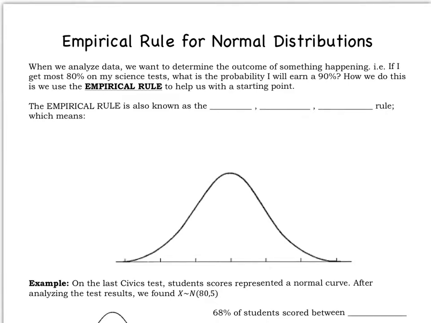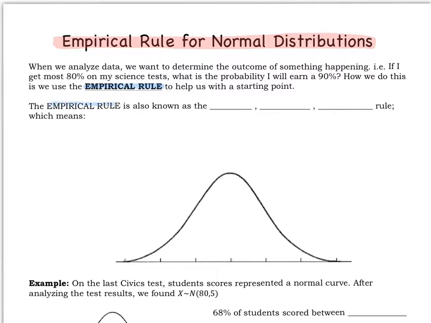Last class, we started talking about what normal distributions were and how to calculate the distance a given data value is from the mean. Today, we're going to talk about how the distance from the mean affects the probability of something happening again. When I'm analyzing data, the main question is, what is the chance of this happening again? So if I get all 80s and above on civics tests, what's the probability that I'm going to earn a 90%? The most basic way we do this is what's called the empirical rule.